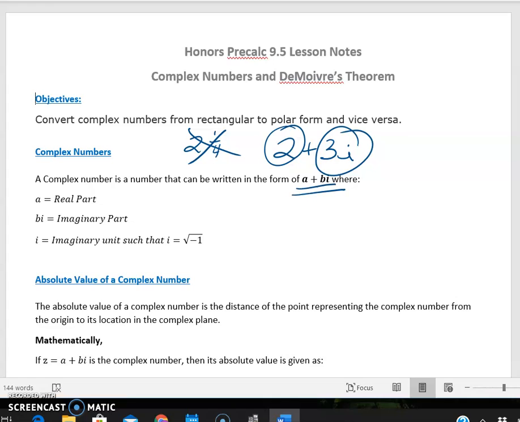So it's a little bit of a mixture for the number. The basic form of a complex number is a plus bi. So a is your real part, and the bi is your imaginary part. And don't forget that i is actually the square root of -1, and it's imaginary because, in reality, we cannot take the square root of -1.